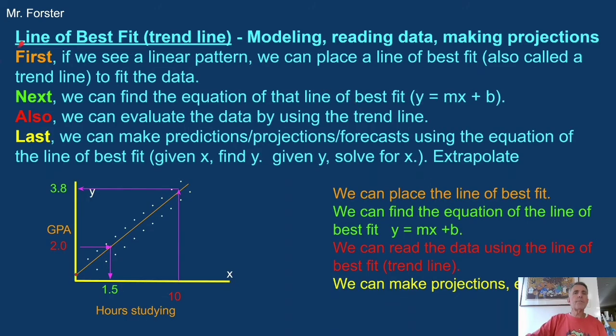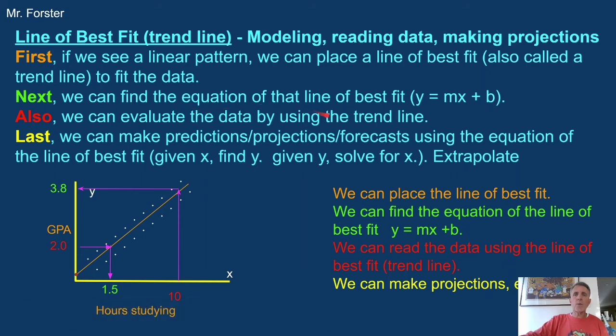And so, line of best fit, a very important idea. We have a scatter plot here, and we put a line of best fit. It doesn't have to touch any of the points. It just kind of goes through the center of them, and you can eyeball it. In later years, you'll find a mathematical way to put the line of best fit. But we're going to talk about modeling, reading data, and making projections. So first, if we see a linear pattern, we can place a line of best fit. So we've done that here. It's also called a trend line to fit the data.